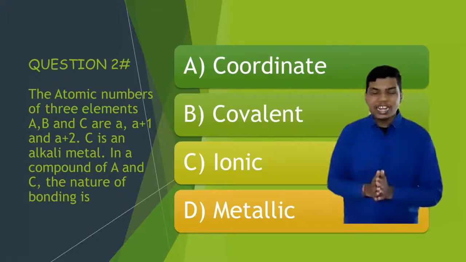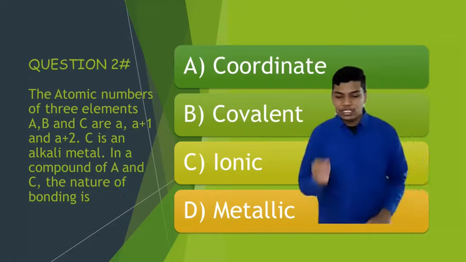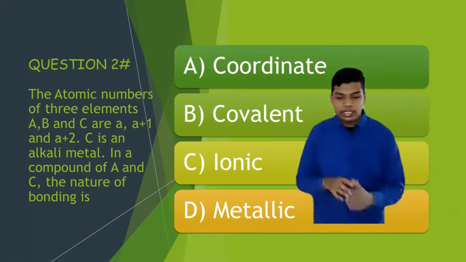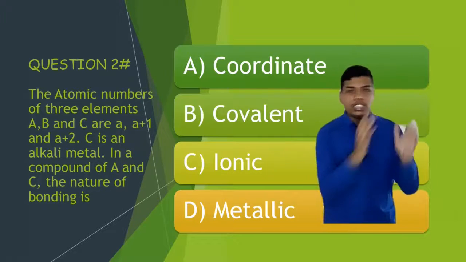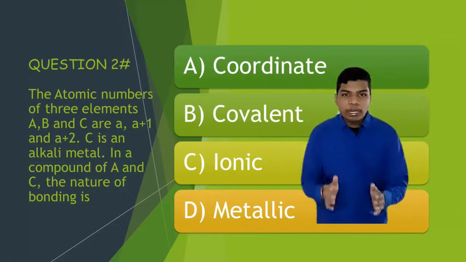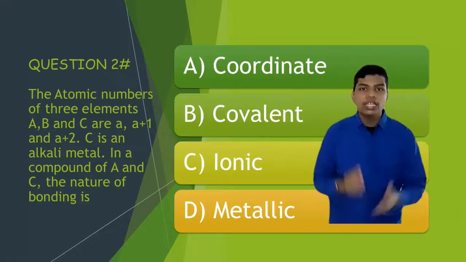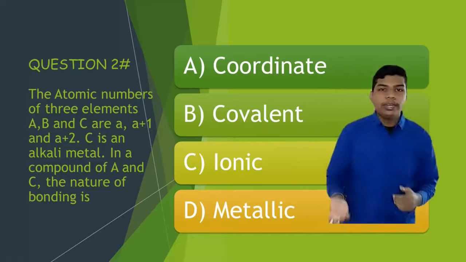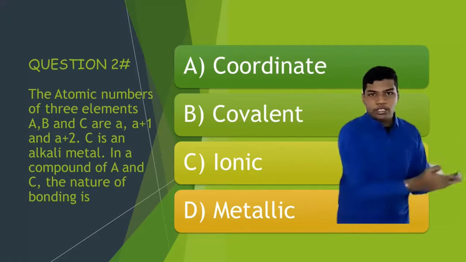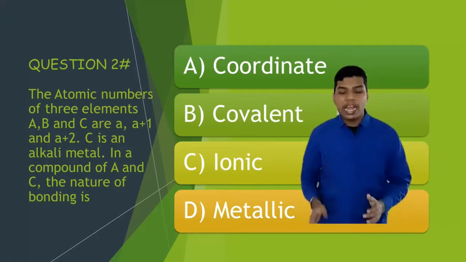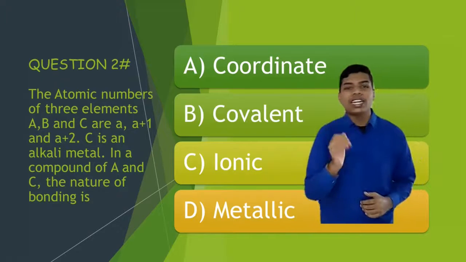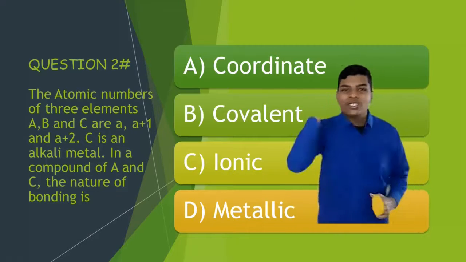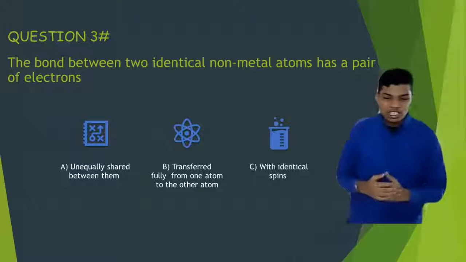Okay, the correct answer is, dear friends, C ionic, because C is an alkali metal, and an alkali metal always bonds with a non-metal or electron-deficient element. By this, you can say that ionic will be the correct answer for this. Okay, let's go to question 3. Question 3 is on your screen.